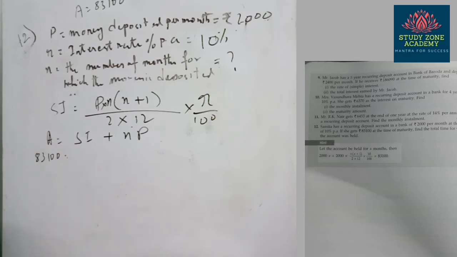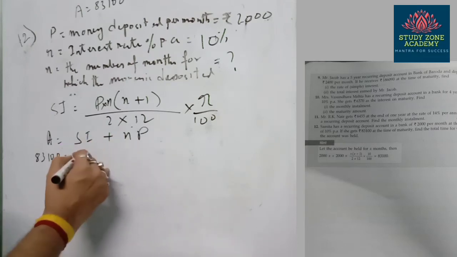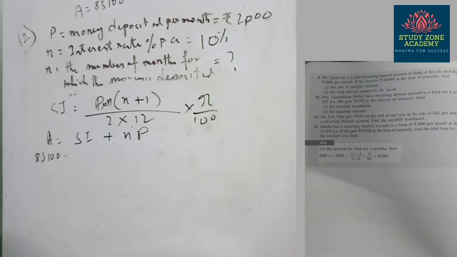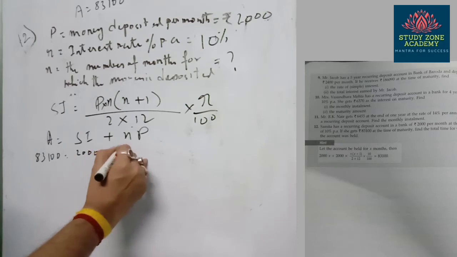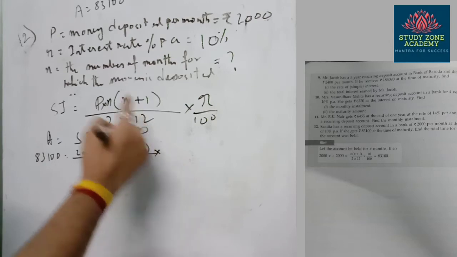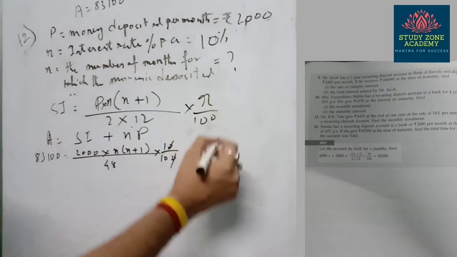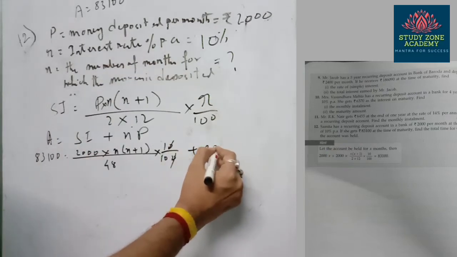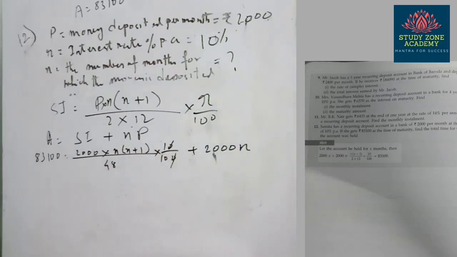83100 equals to, in this case we don't know time, let me put up the values here. That is 2000 for P. N we don't know, it will be N plus 1. Here it will be 48. R is 10%, 10 by 100, so it is going to be 1 by 10 plus 200 N time. Let us proceed with this calculation.